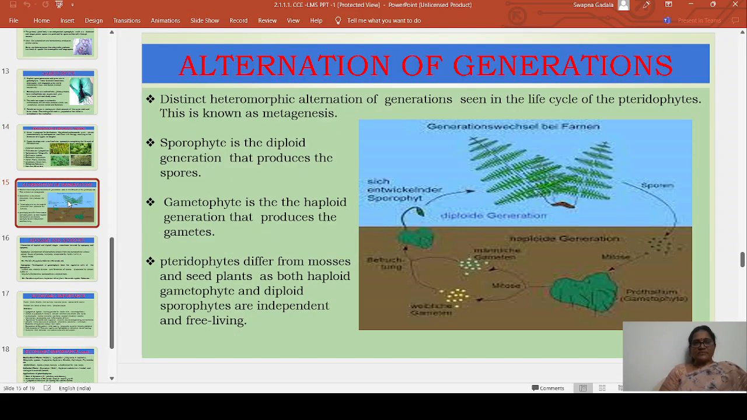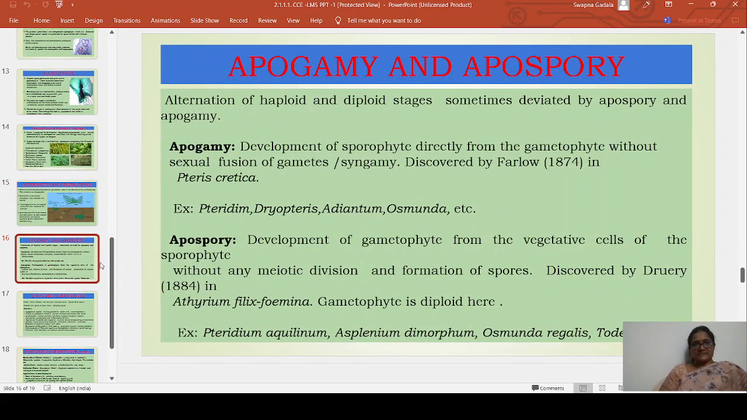Coming to the concept of alternation of generations. In the life cycle of the pteridophytes, there is an alternation of generations. Diploid sporophyte alternates with the haploid gametophyte. The sporophyte is the diploid, dominant generation and the longest phase. It produces the spores. The gametophyte is the haploid generation. It produces the gametes. Both the sporophyte and the gametophyte are independent and free living. This is known as the alternation of generations, and it is also known as metagenesis.